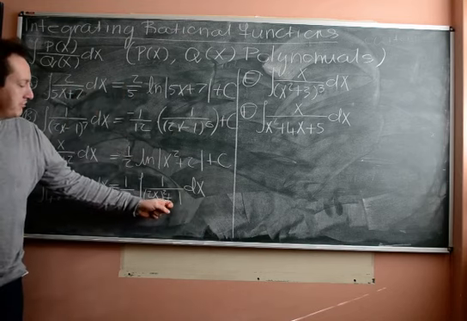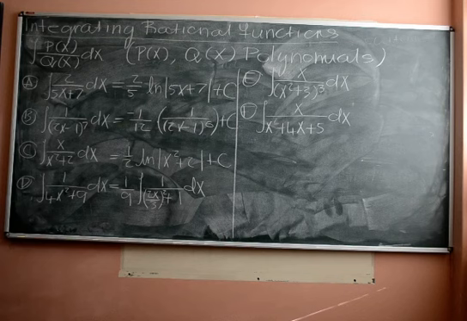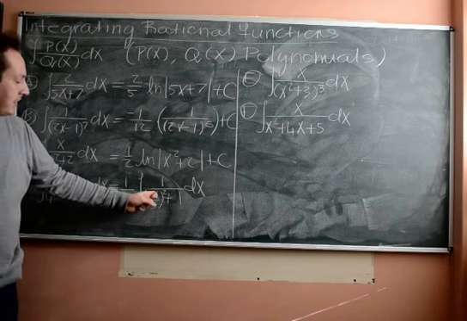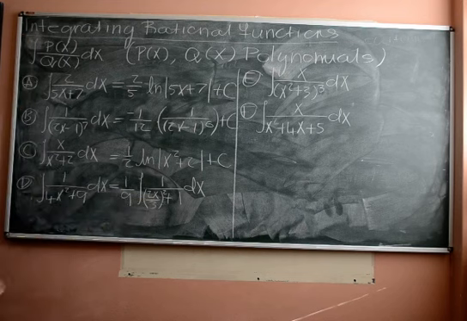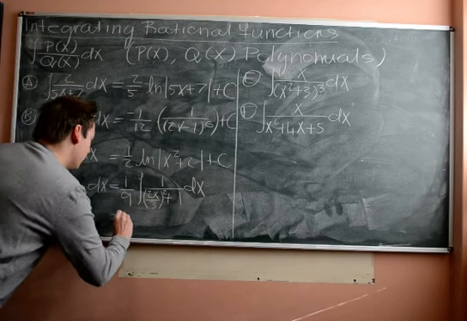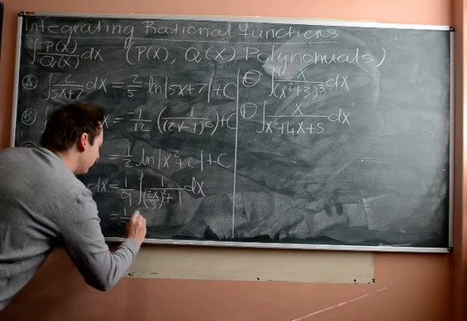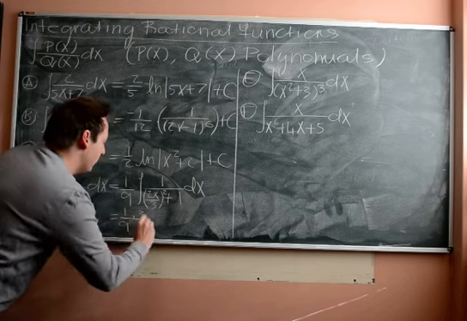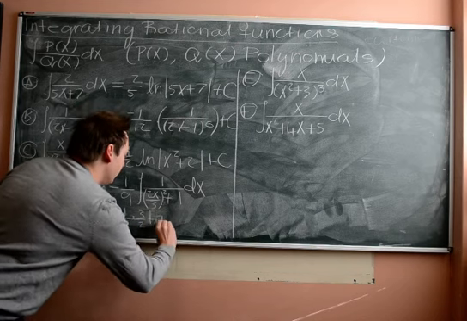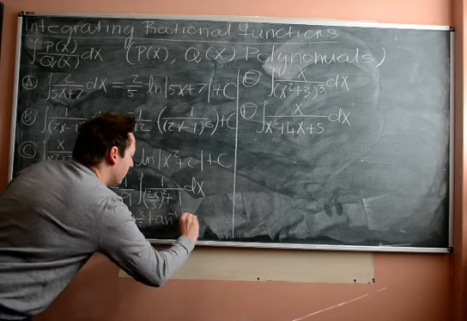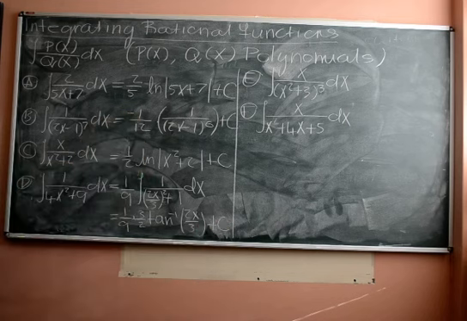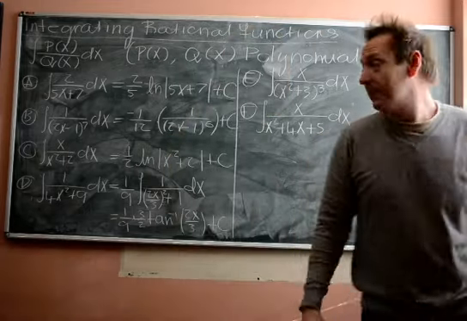And this is now a familiar form. This is just the derivative of arctan, but instead of x we have 2x over 3. So this will be our 1 over 9 times 3 over 2 times arctan 2x over 3 plus c. And so that one is also not very difficult.